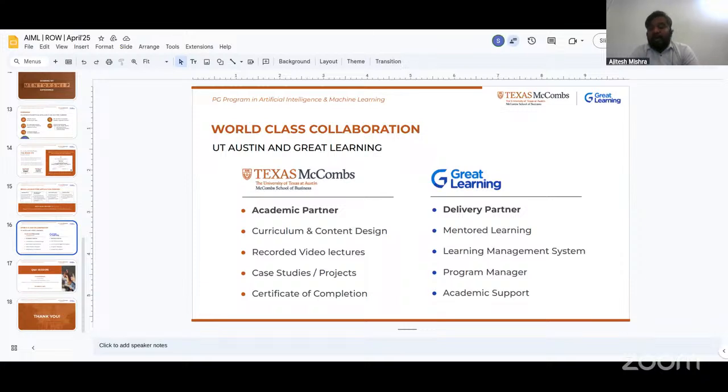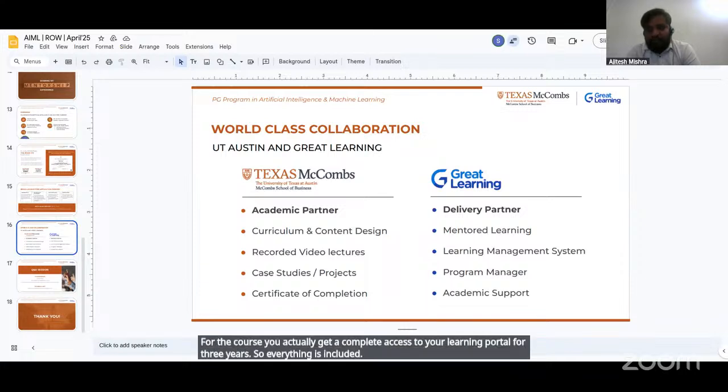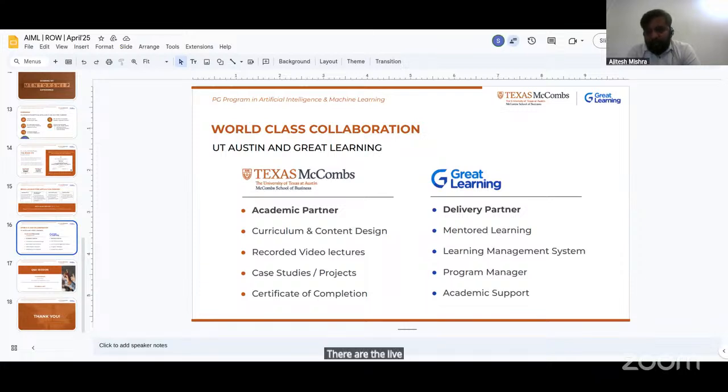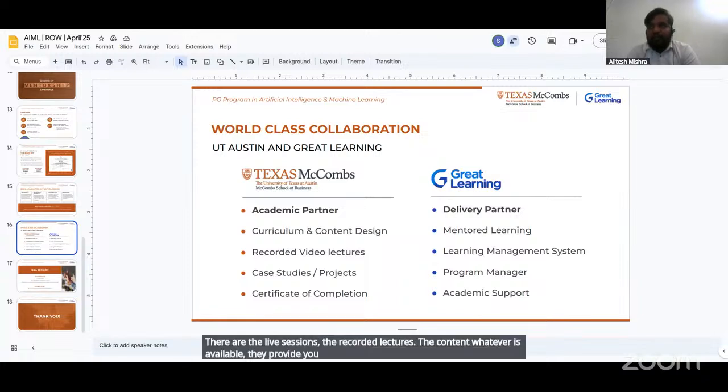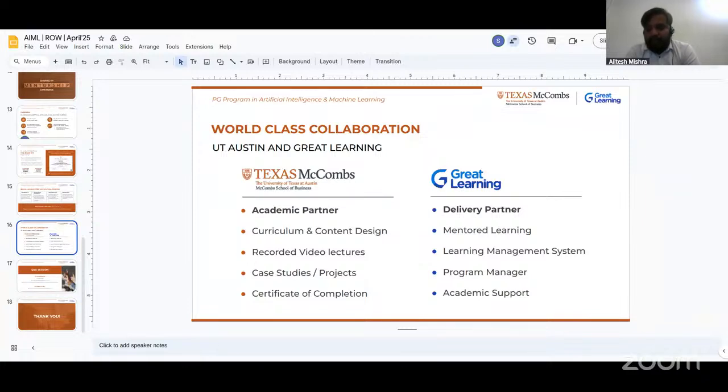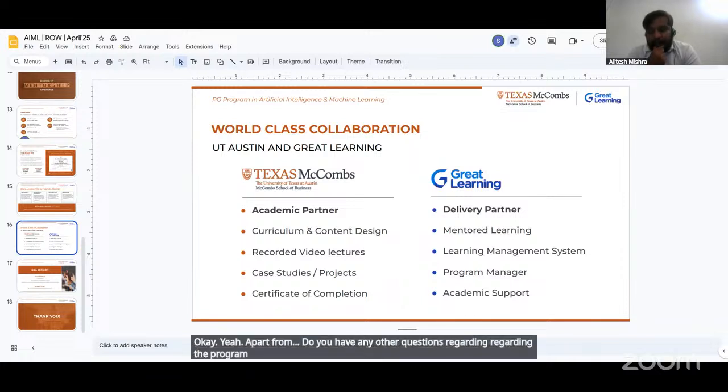For the course, you get complete access to your learning portal for 3 years. So everything is included: the live sessions, the recorded lectures, the content, whatever is available, they provide you that. So it's a very different experience altogether. Apart from this, do you have any other questions regarding the program and how the delivery of the program works?